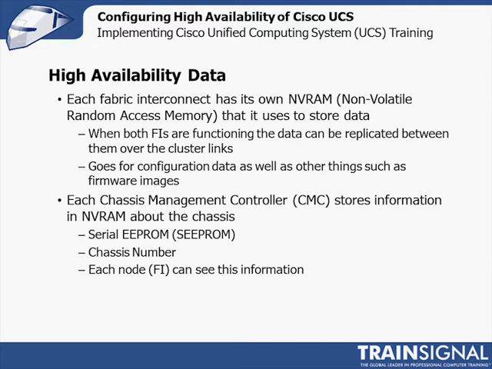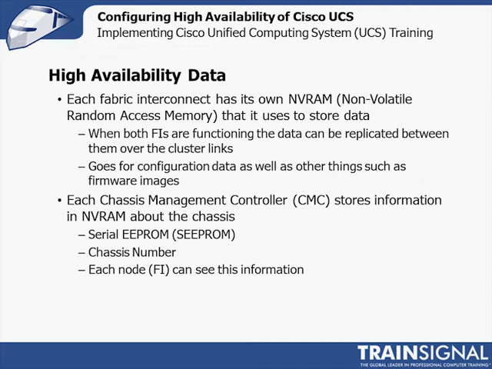Each interconnect has its own NVRAM, or non-volatile random access memory, that it uses to store data. Basically, if I flip the power off, the data still lives on the NVRAM. When both fabric interconnects are functioning, that data is replicated between them. That goes for configuration data as well as other things such as firmware images. So when we upload firmware to the primary node, it automatically gets replicated to the subordinate node, so we don't have to do it twice. But when these guys are both up and talking, the data in the NVRAM is replicated between them.